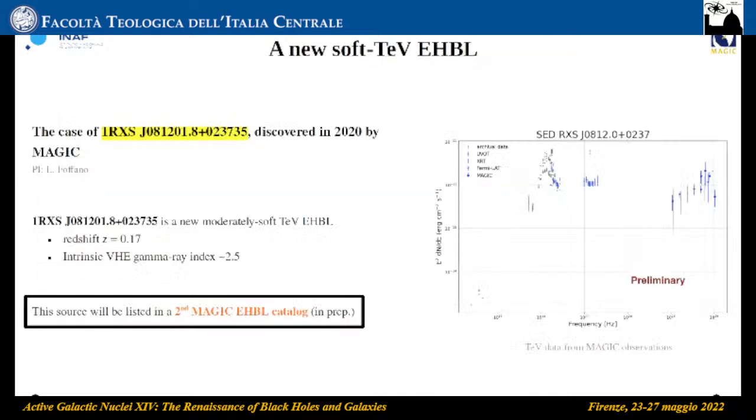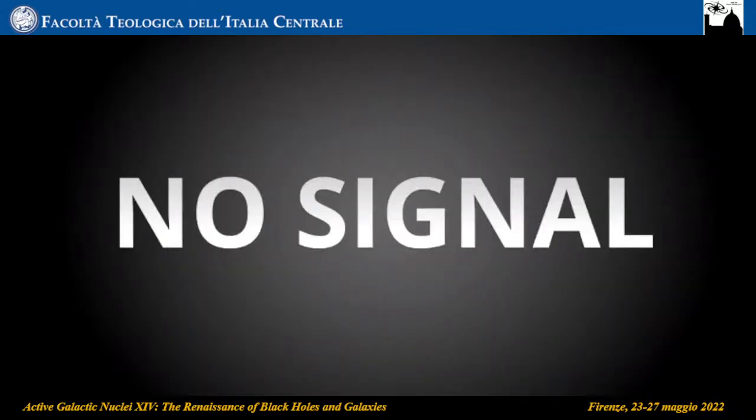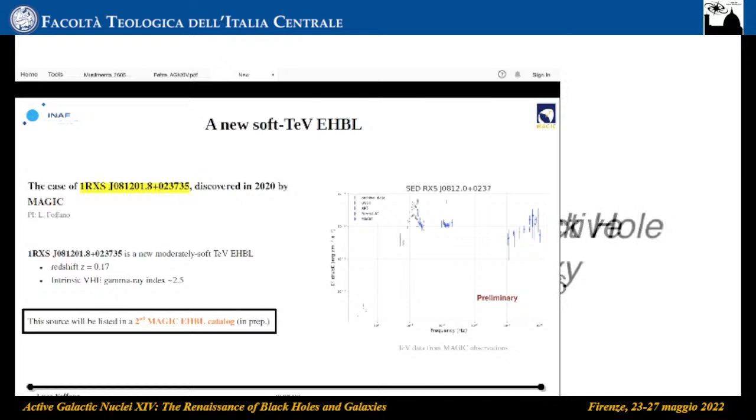But now we are continuing this search. We have an amount of time that is dedicated every year to the search for new extreme blazars, and this is another source that was recently discovered. I proposed it in 2019, it was discovered in 2020, 1RXS J2081. It's another soft TeV source, and it will be published among other sources in the second MAGIC catalog that is now in preparation.